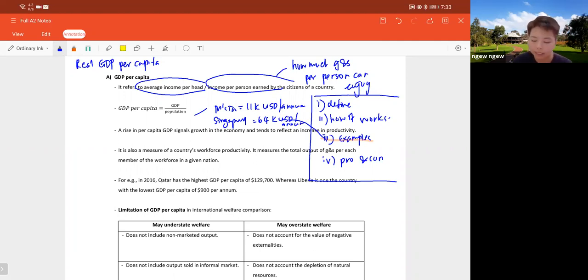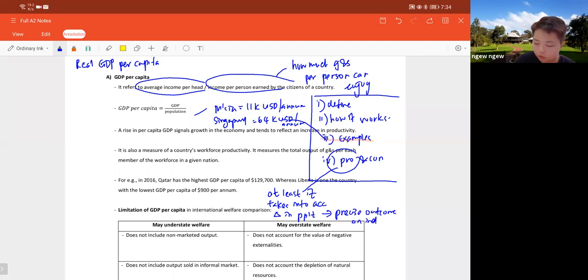So from there, we can tell that Singapore is having higher standard of living than Malaysia. Okay, and let's look at the pro. The only pro for GDP per capita, at least, is that it takes into account changes in population. So it shows a more precise outcome on individual standard of living, the individual citizens, okay?